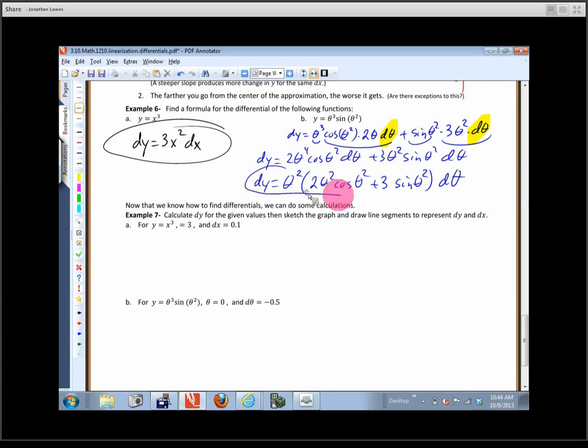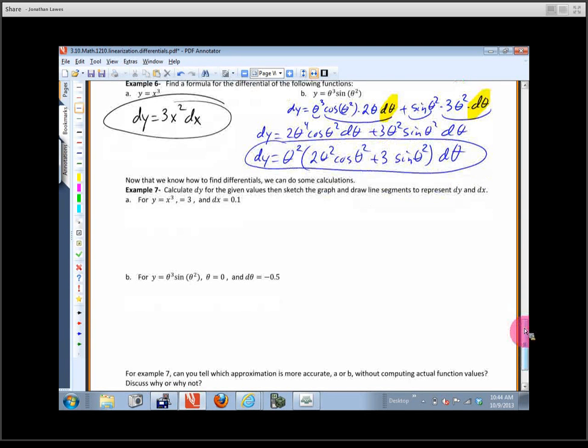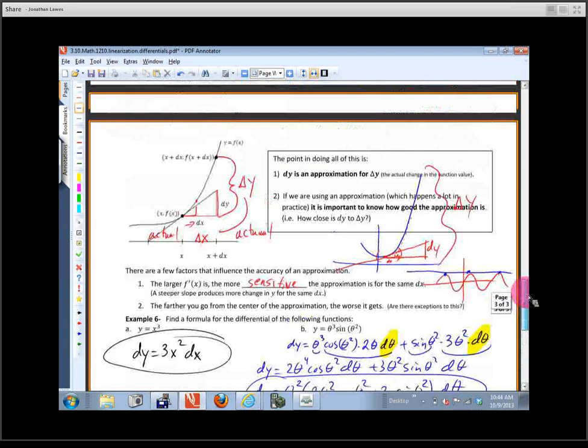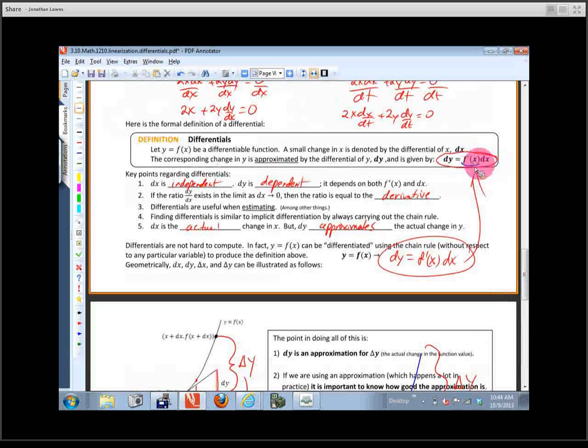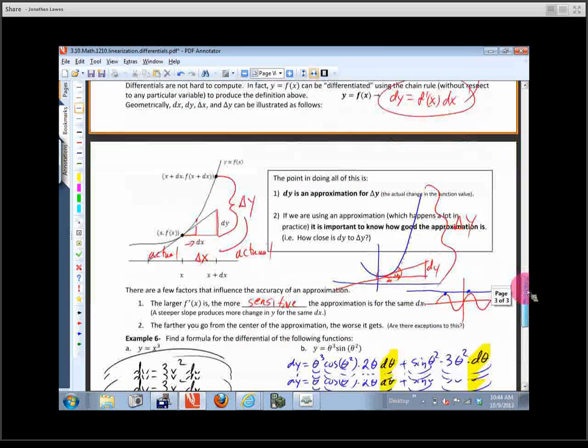Any questions? Why was the d theta on the end? Just for uniformity's sake, because that's how it's normally written. We normally write the differential on the very end of whatever the derivative is. Okay. Good?